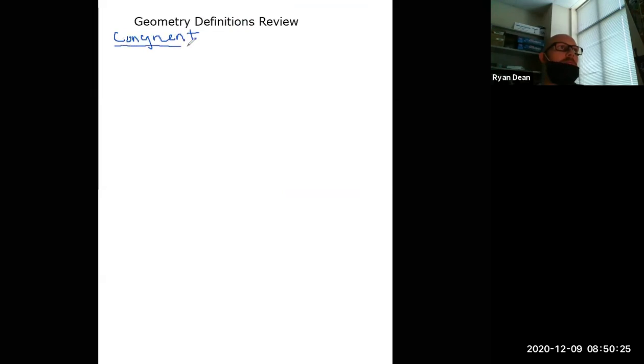Congruent, when we talk about something that's congruent, that means that it is the same size, okay, the same size and the same measure. Same size, same measure. Okay, you may have heard same size, same shape. That is true. Okay, but when we talk specifically about congruent for us, it's mostly same size and same measure.